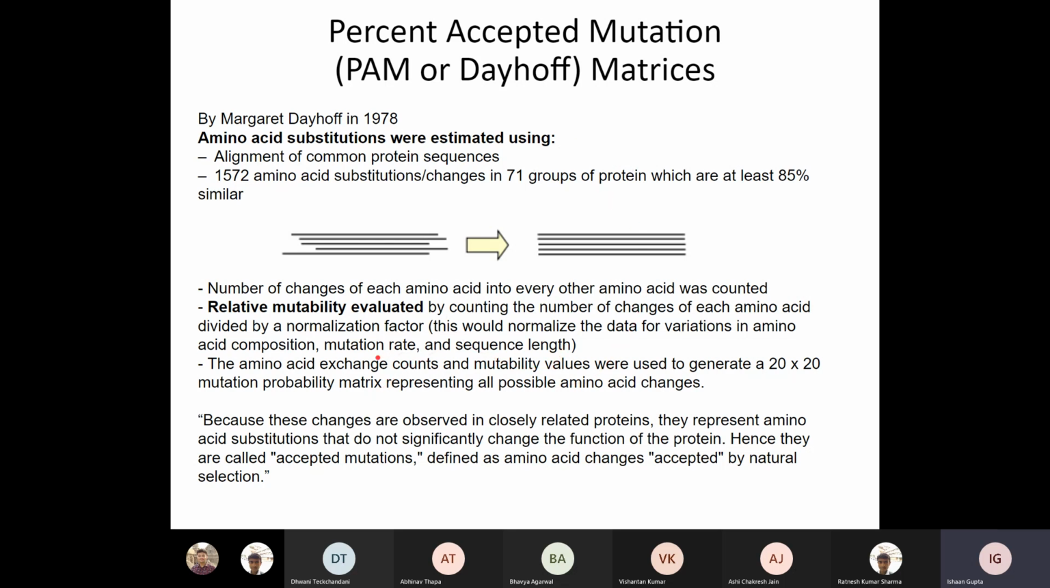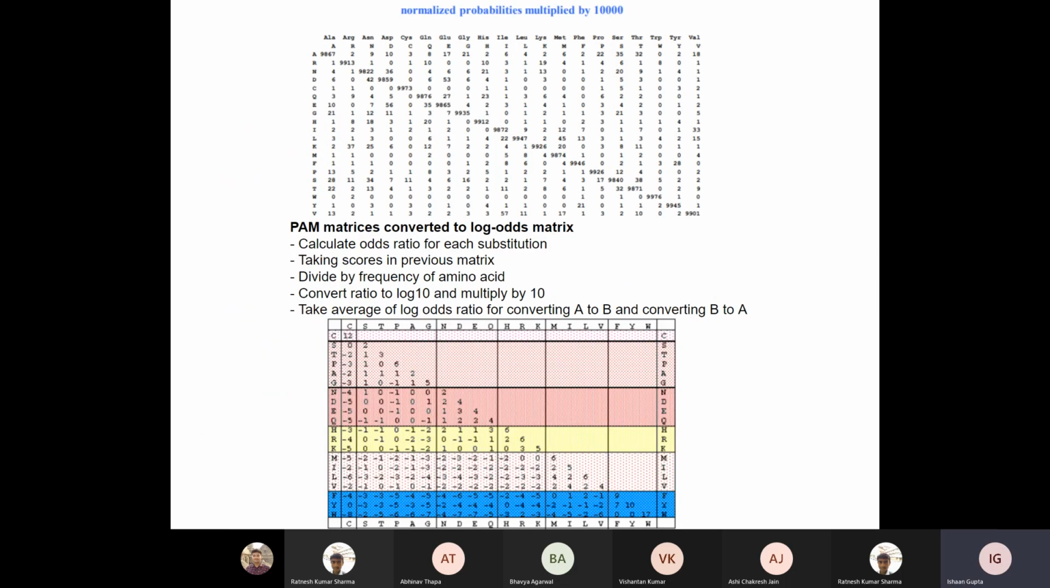The basic assumption for this scoring scheme is that the changes you observe are between closely related proteins, because the proteins have 85% similarity. So these amino acid changes do not significantly affect the protein function, because they are between similar groups of proteins. Therefore, these matrices are called percentage accepted mutations matrices. They are looking at mutations between similar proteins, or mutations which are accepted by nature. That was the idea. So how does it work?